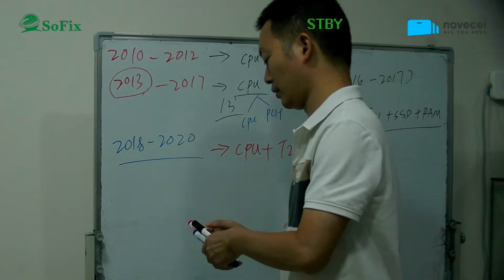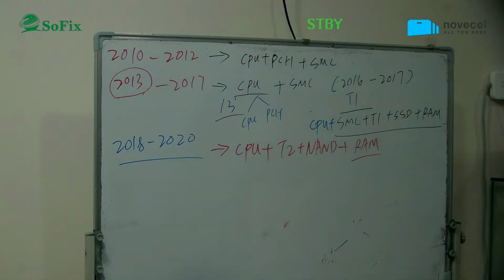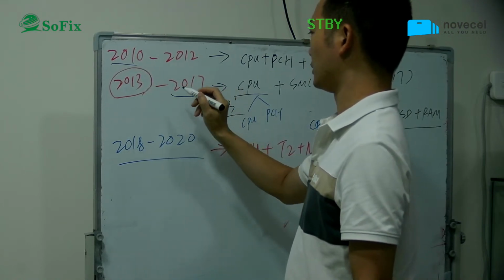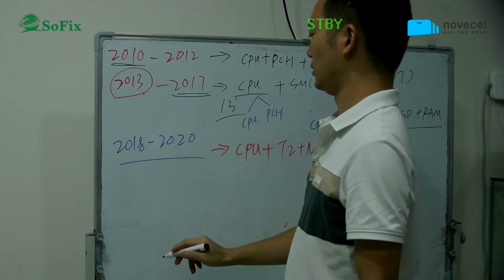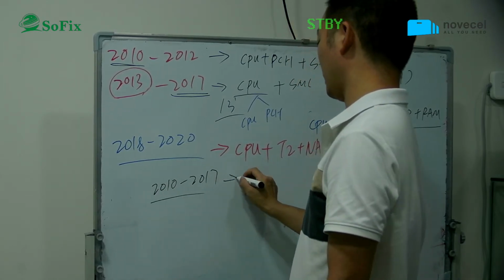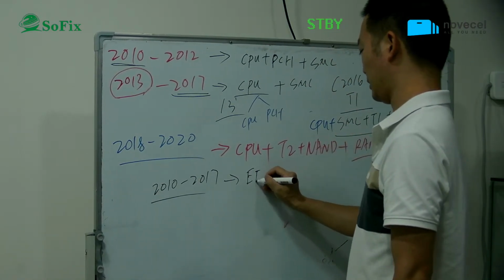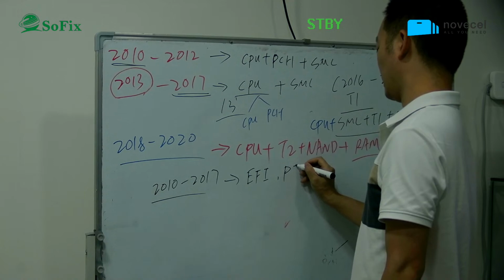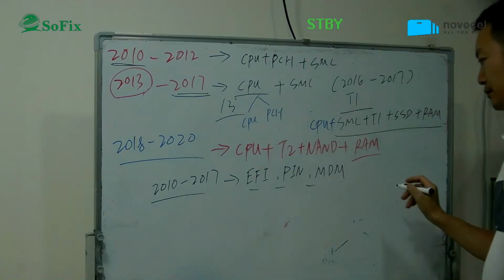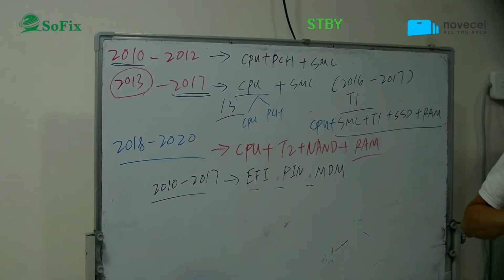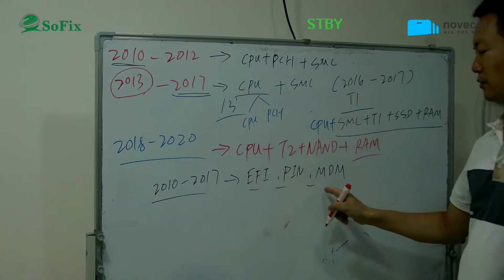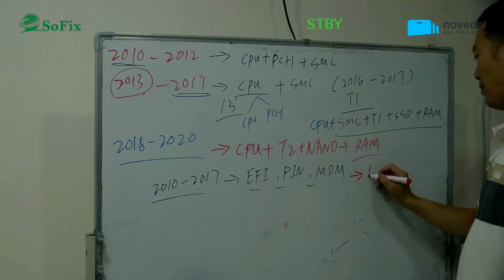Now let's talk about how to unlock the EFI and the PIN lock. From 2010 to 2017, this year to this year, you have the EFI lock, the PIN lock and the MDM lock. Okay, this year, it's all locked, stored in the files.